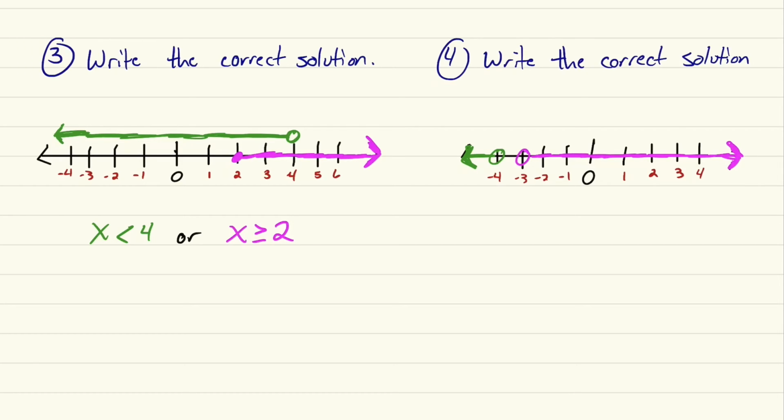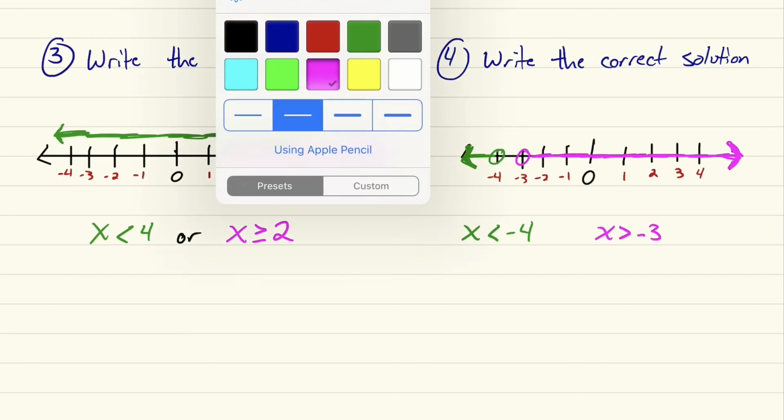Moving on to number 4, we really do the same thing again. So we start with our green inequality. We have an open circle with shading to the left at -4. So that tells me I'm comparing the number -4, and I'm saying that x is less than -4. It's less than because there's an open circle, and I'm shaded to the left. Moving to the pink one, I have an open circle at -3, and we're shading to the right, so that means x is greater than -3.